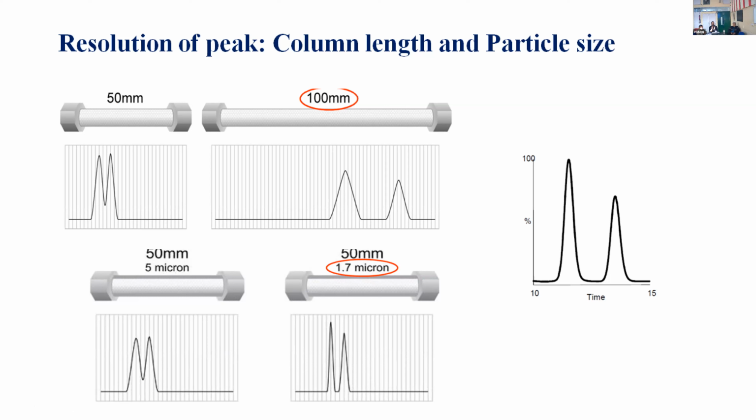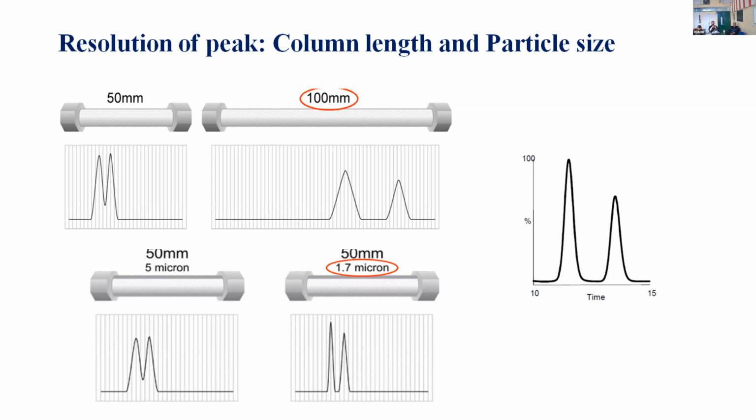A smaller column length gives the analyte less time to interact with the stationary phase. If it interacts for less time, it will not separate properly. If you increase the column length, you are providing more time for the analyte to interact with the stationary phase, and so it will separate properly.